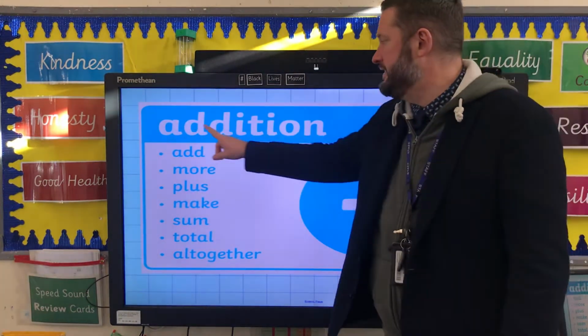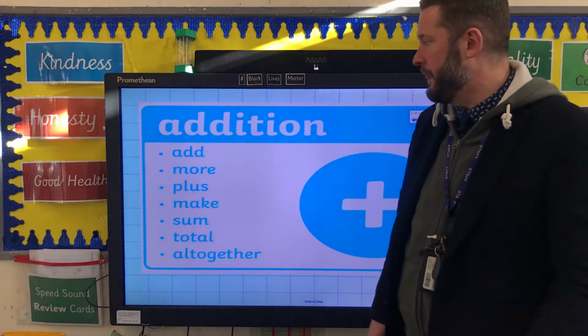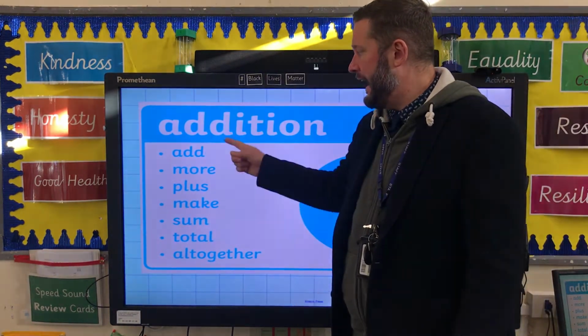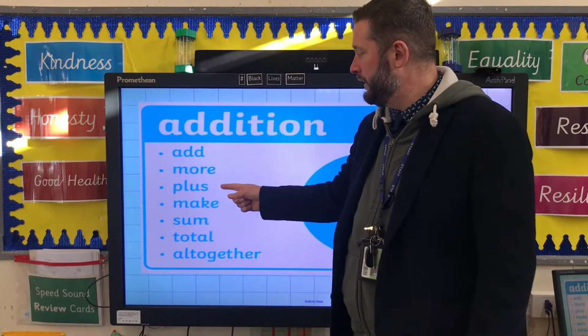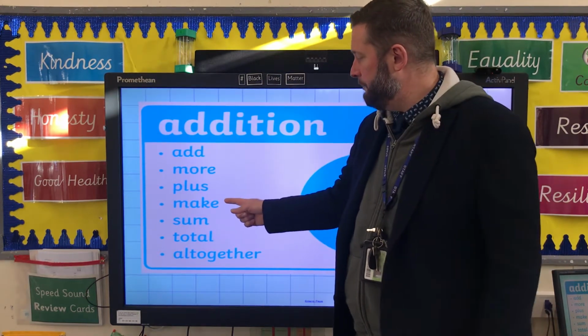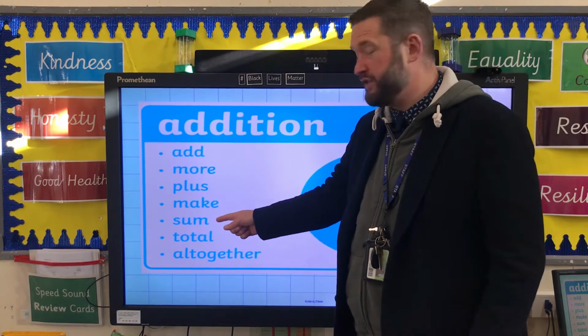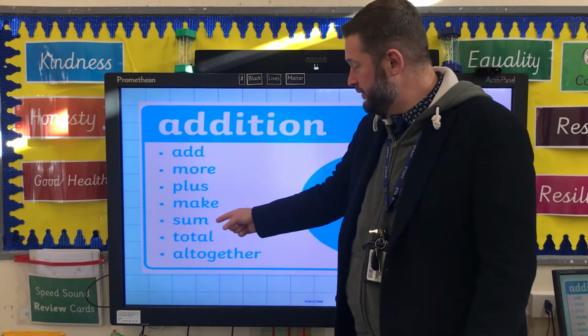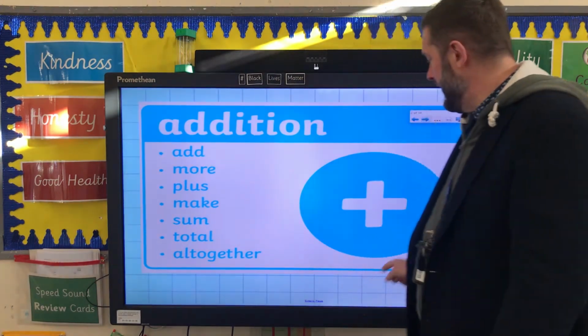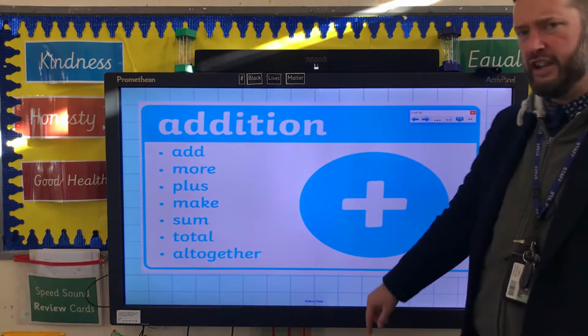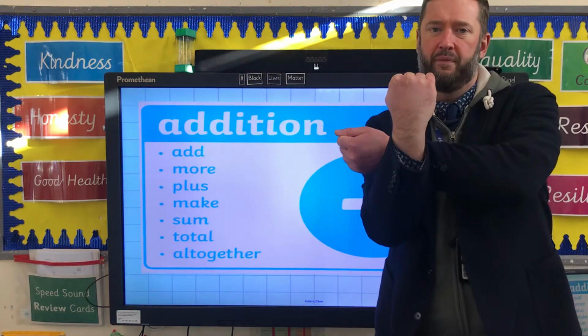Let's read our addition vocabulary. I say, you say. Add, more, plus, make, sum, total, altogether. And here is the addition symbol. Can you make that symbol for me?